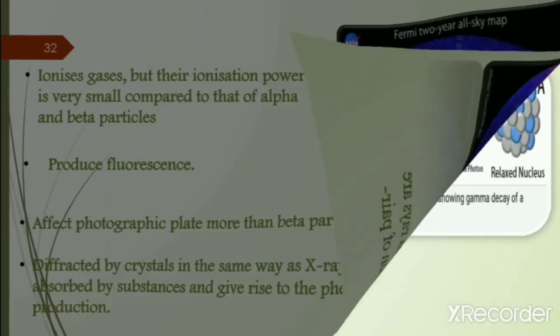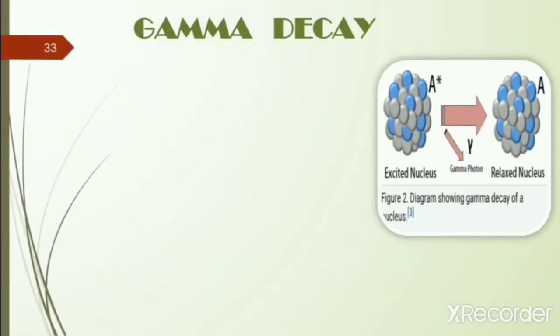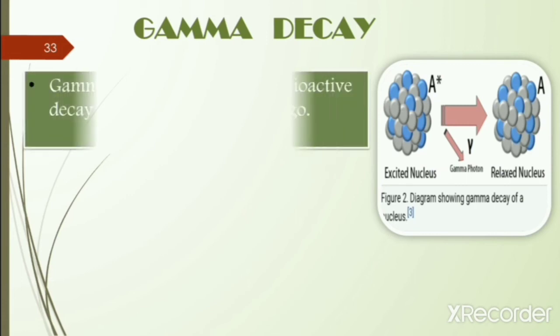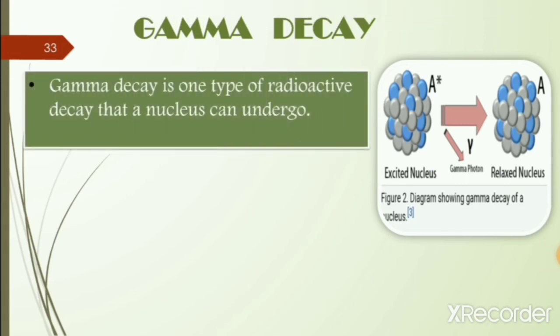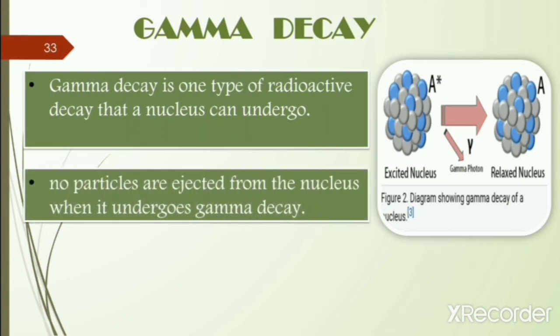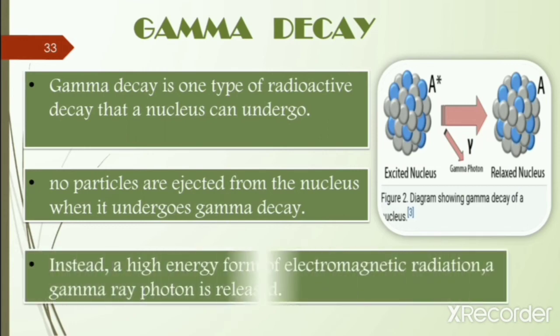Now, we are moving on to the last topic, gamma decay and its salient features. What is meant by gamma decay? Gamma decay is one type of radioactive decay that a nucleus can undergo. What separates this type of decay process from alpha or beta decay is that no particles are ejected from the nucleus when it undergoes this type of decay. Instead, a high energy form of electromagnetic radiation, a gamma ray photon, is released.